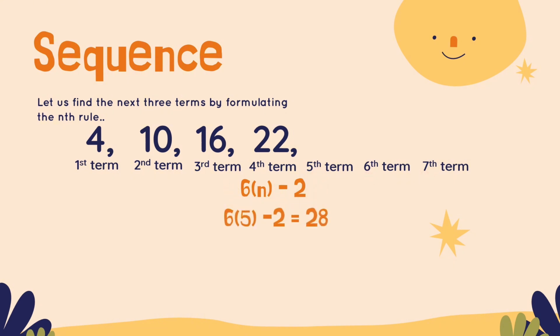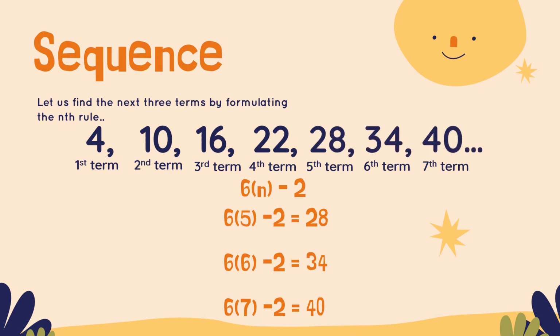6 times 5, that is 30, minus 2 equals 28. 6 times 6, that is 36, minus 2 equals 34. 6 times 7, that is 42, minus 2, that is 40. So we now know that our fifth term is 28, our sixth term is 34, and our seventh term is 40.